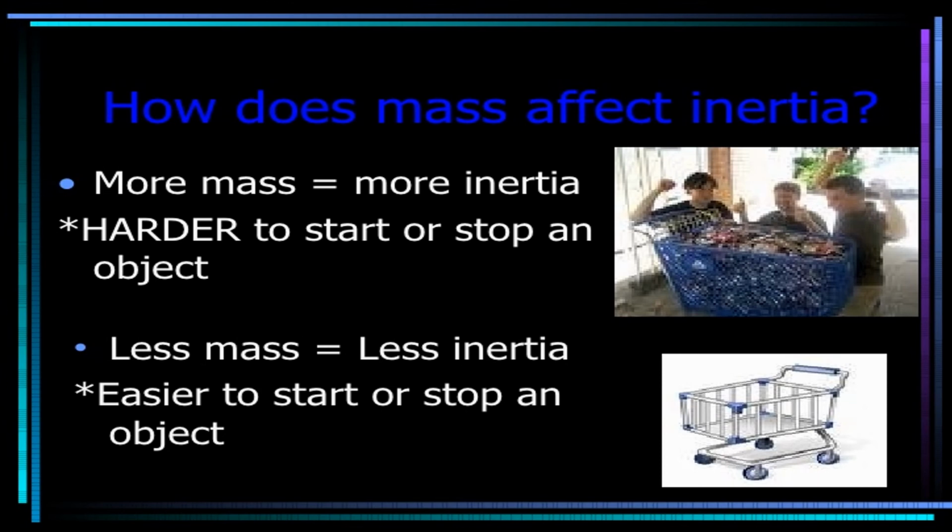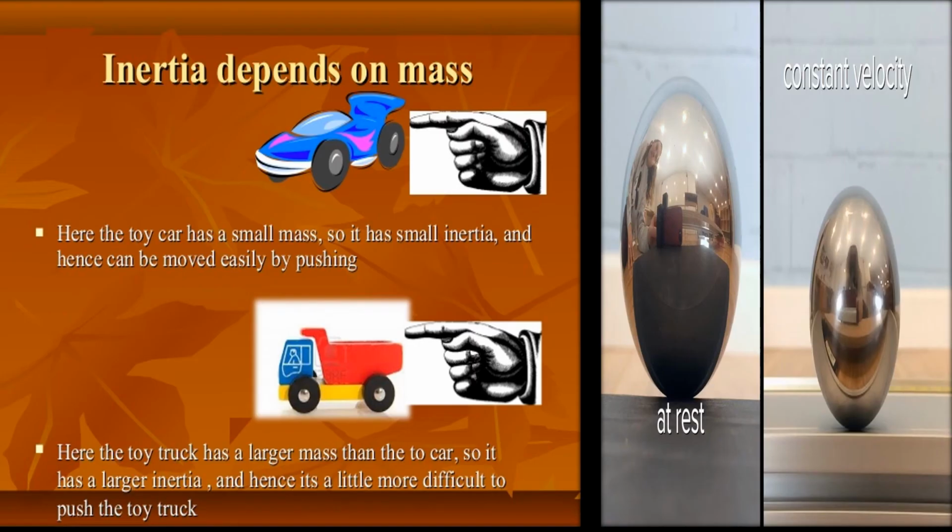Now, we can say that the inertia of a body is directly proportional to its mass. So, what is the meaning of this? If the mass is more, you have to put more force to move it. If you have less mass, you have to put less force. Now, I will explain this with some examples.